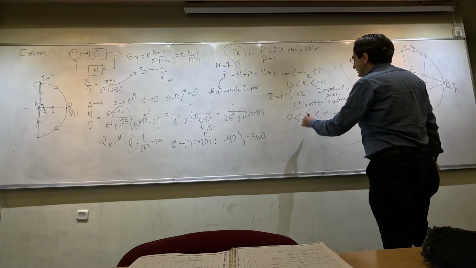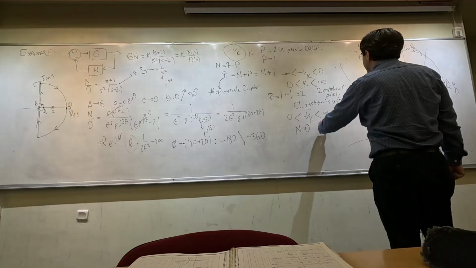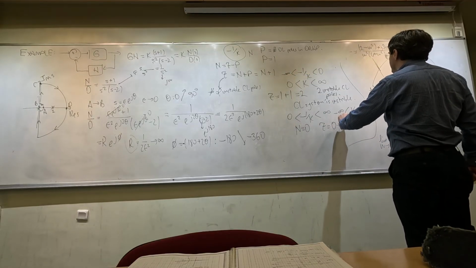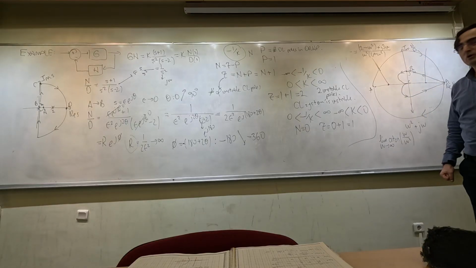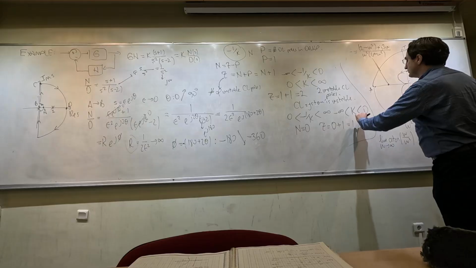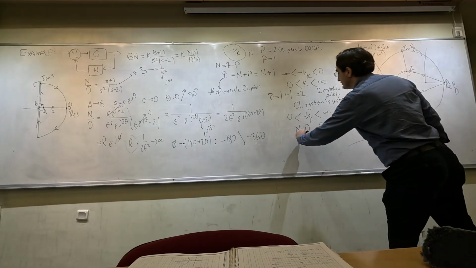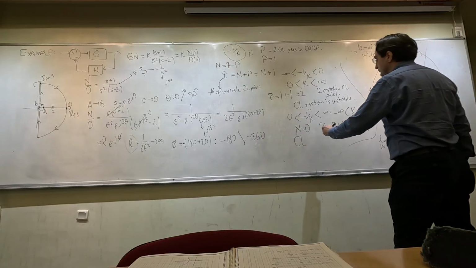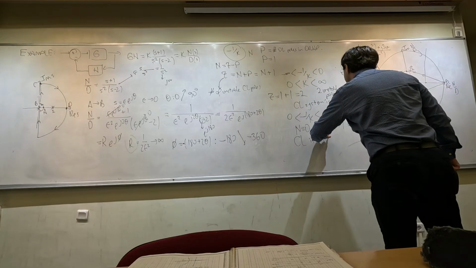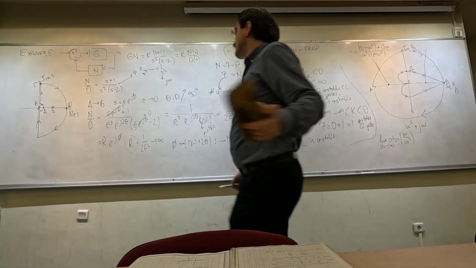So in this case, as you see, N is equal to 0 and P is 1, meaning that I have one unstable closed loop pole here. This means that the closed loop system is unstable for negative k values as well. So for all k values, the closed loop system is unstable.